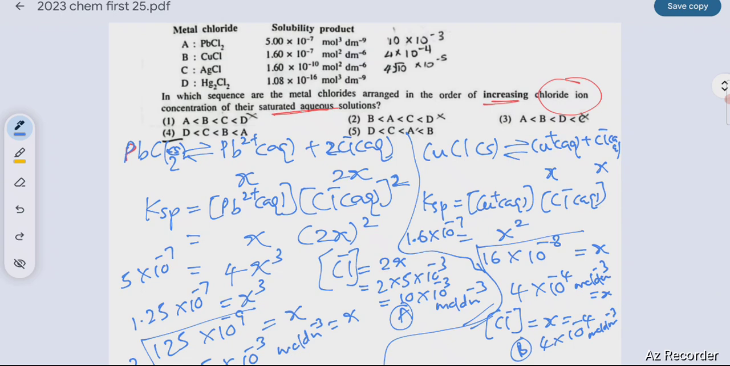B is lower than A means A is higher than B. Right? So option 1 we can neglect. Option 2 is okay because it has B less than A.